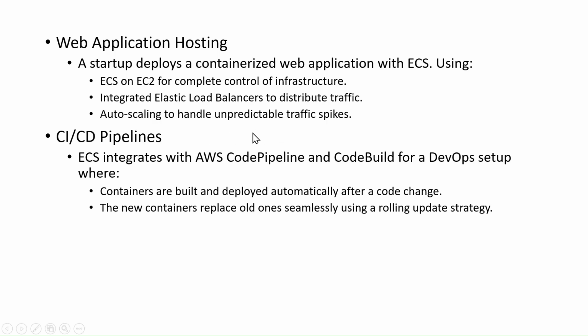Next, we can integrate ECS with AWS CodePipeline and CodeBuild, and that is the complete AWS DevOps setup where containers are built and deployed automatically after code changes. If any changes are found in the GitHub repository or CodeCommit, automatically it will be pulled or webhooked by CodeBuild, and further it will be deployed using ECS. New containers replace old ones seamlessly using the rolling update strategy.